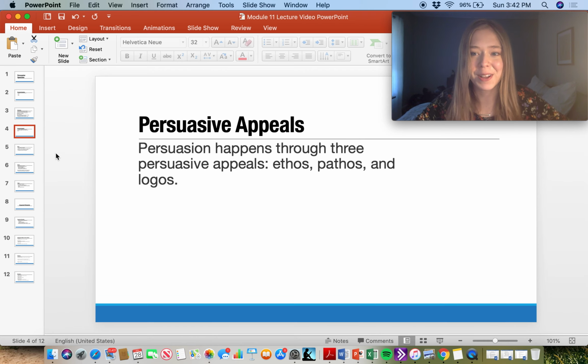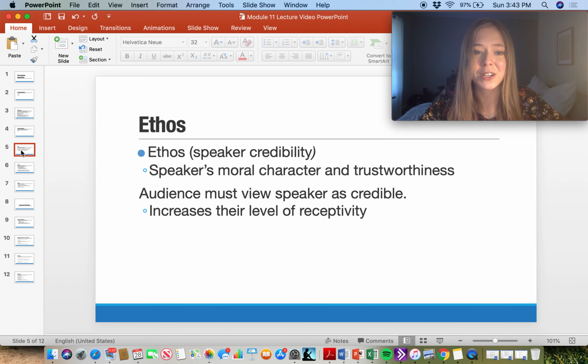So we've already talked about this a bunch because I think it's important to incorporate this into every speech that you have, as did Aristotle. But persuasion happens through the persuasive appeals of ethos, pathos, and logos. And so I'm just going to do a quick review of these because we have talked about them before, but it's a good refresher going into our persuasive speeches.